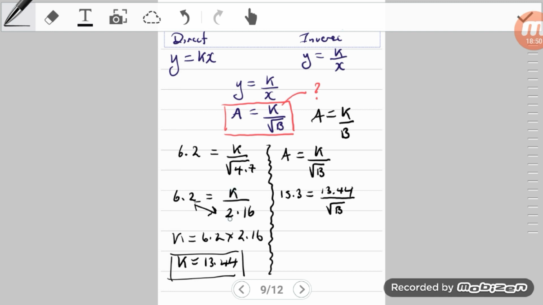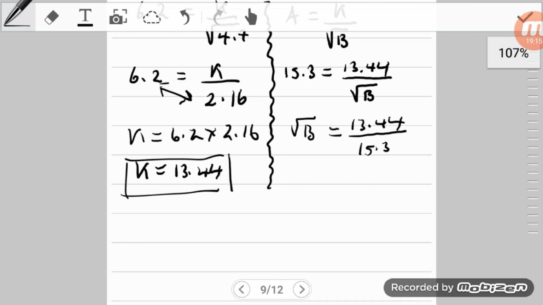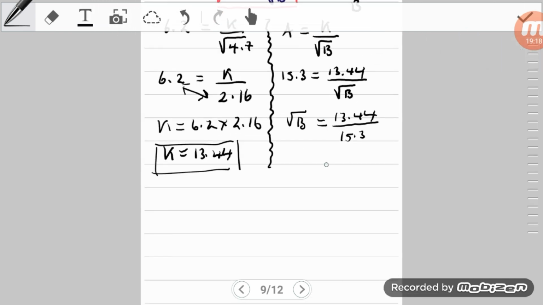So that's 13.44 divided by 15.3. Now, if you were to work it out the longer way, you're going to find that you end up with the same thing here, just with an extra line. All right. Now, as you go further and further into math, you're going to find that you have to skip a lot of steps to make the working out a lot more efficient. All right. So now we end up with the square root of B is equal to 13.44 divided by 15.3. So that is 13.44 divided by 15.3.